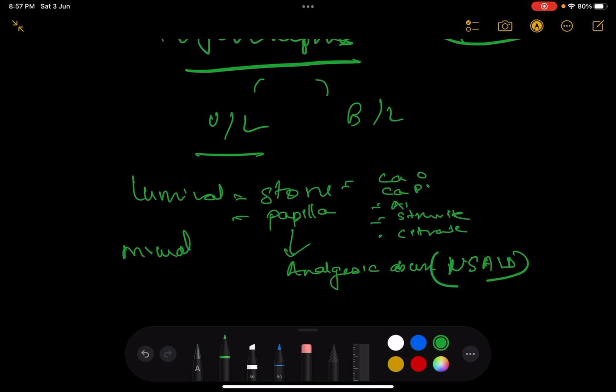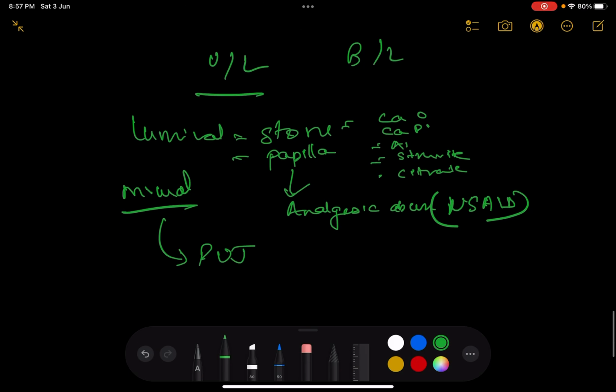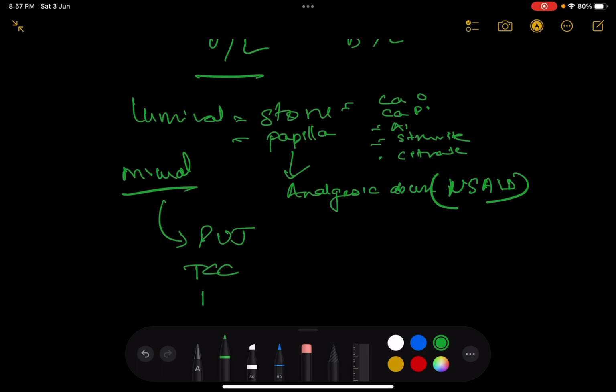Then you have mural causes, and mural causes are the ones that are muscular causes, intramural. Very important to understand are your PUJ, transitional cell carcinoma of the pelvis, and last but not the least, ureterocele. Now, PUJ is your pelvic ureteric junction, and usually the PUJ is the most common cause of hydronephrosis when it comes to congenital causes.